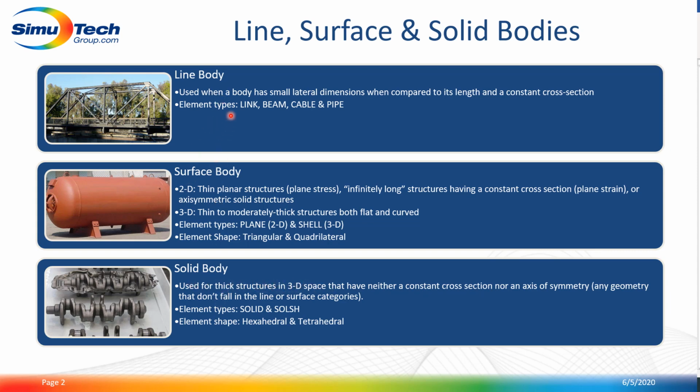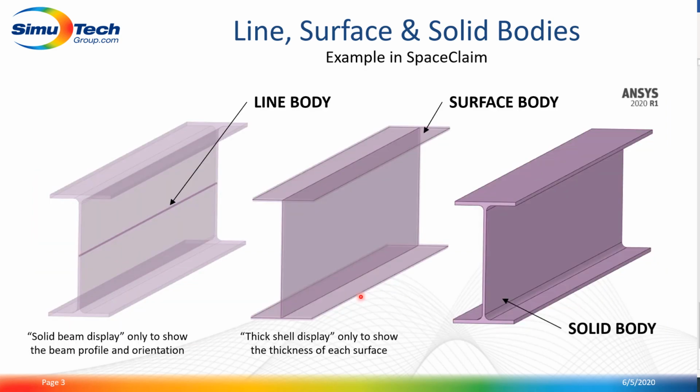Finally, a solid body will be used to model any kind of geometry that doesn't fall into the two above categories, and it's basically used to model thick structures in a 3D space. Most of the time, the element type that we will use for a solid body is going to be the solid. And in ANSYS, we will most of the time again use either a hexahedral or a tetrahedral element shape to model the solid element.